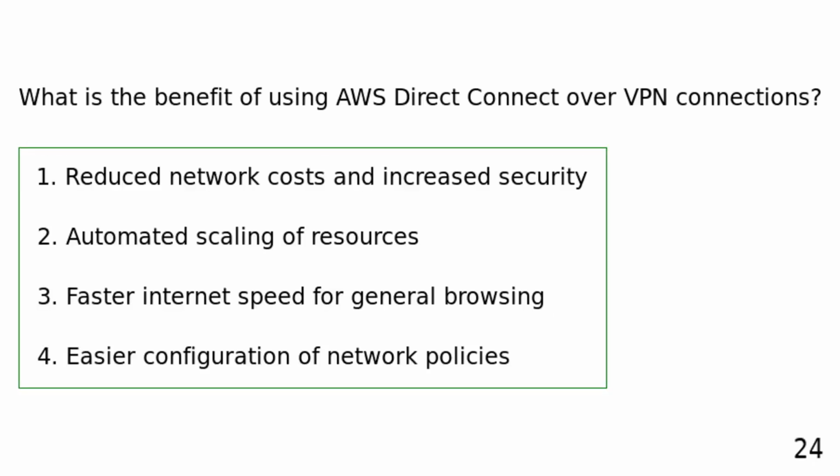What is the benefit of using AWS Direct Connect over VPN connections? Reduced network costs and increased security. Automated scaling of resources. Faster internet speed for general browsing. Easier configuration of network policies.